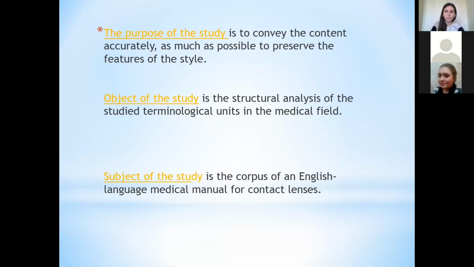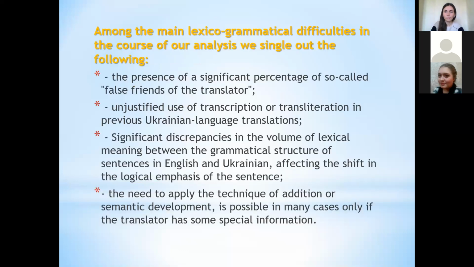So on the next slide, we can see the difficulties we encountered during the study. Among the main lexicogrammatical difficulties in the course of our analysis, we single out the following: the presence of a significant percentage of so-called false friends of the translator, justified use of transcription or transliteration in previous Ukrainian language translation, and some differences between the grammatical structure of sentences in English and Ukrainian, affecting the shift in the logical emphasis of the sentence. And also the need to apply the technique of addition or semantic development is possible in many cases only if the translator has some special information.